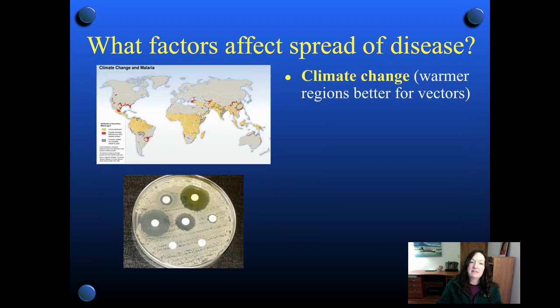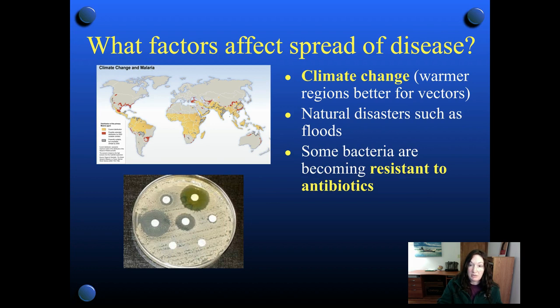Other things that affect the spread of disease include climate change, because warmer regions are better for vectors. If you look here, this is a malaria regional chart. This is where malaria is currently common, in the yellow areas. The red are areas that are increasing or likely to increase because of climate change, because the specific types of mosquitoes can survive in those areas. Natural disasters like floods can cause disease to spread, especially waterborne pathogens.